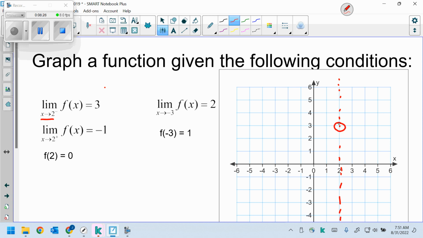Open dot there. And it shows some kind of a squiggly leading in there. Now, the longer the squiggly, the more erasing you're probably going to have to do. The limit as x approaches 2 from the right side is negative 1. So I guess I'm approaching a y value of negative 1 if I'm coming in from here.